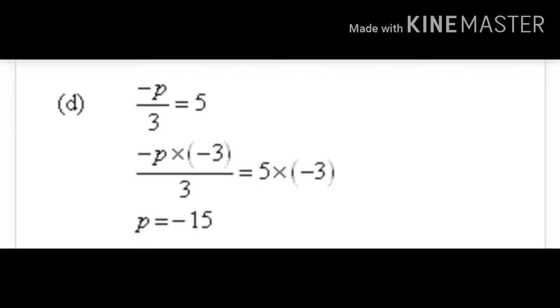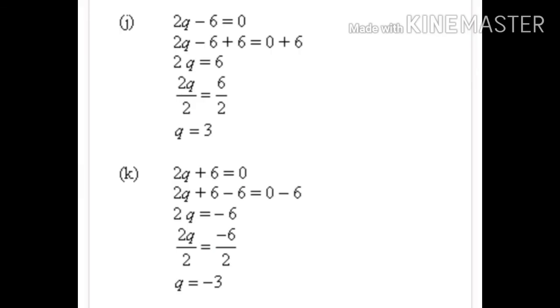Now D part, minus p upon 3 is equal to 5. So again what we are going to do, we are going to multiply by minus 3 on both the sides, as the value of p is negative and we want it positive. When we solve it, we'll get p is equal to minus 15.